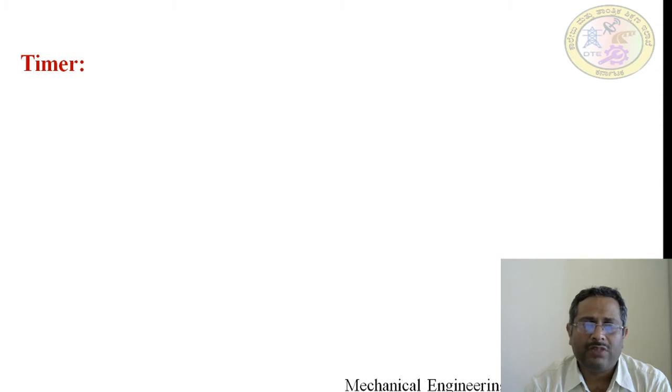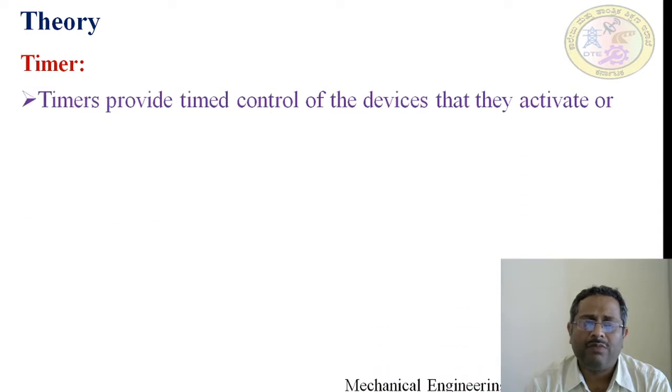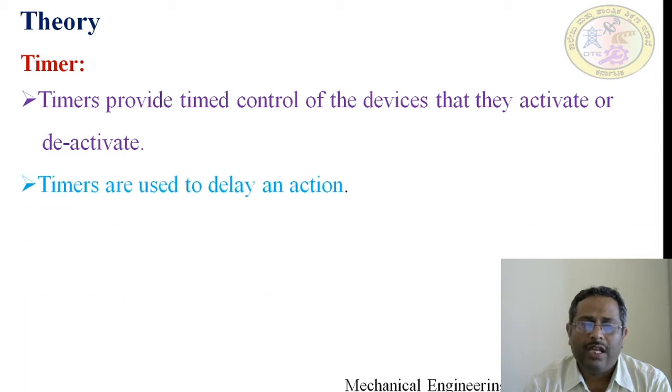What is a timer? A timer is a circuit internal to the PLC, and these timers provide timed control of the devices that they activate or deactivate. This means timers give timed control to output devices to activate or deactivate after a predetermined time, and they are used to delay an action. It may be an on or off action.